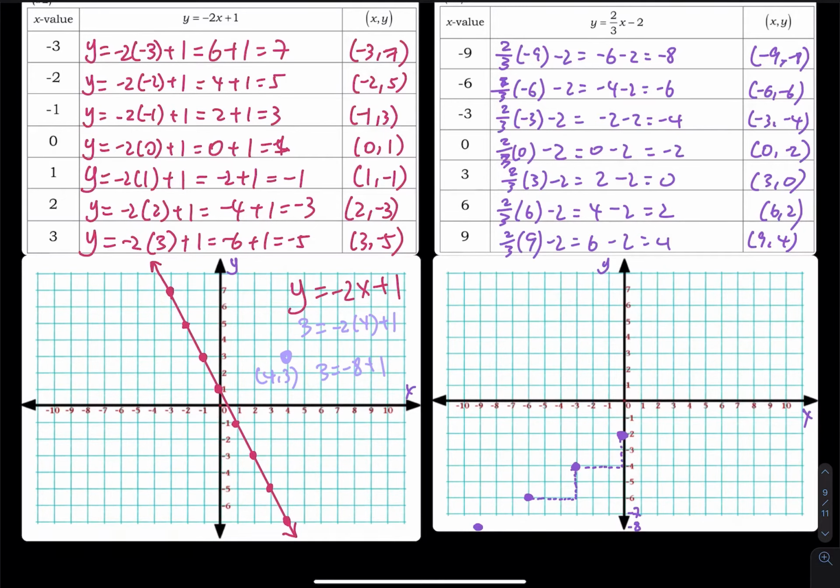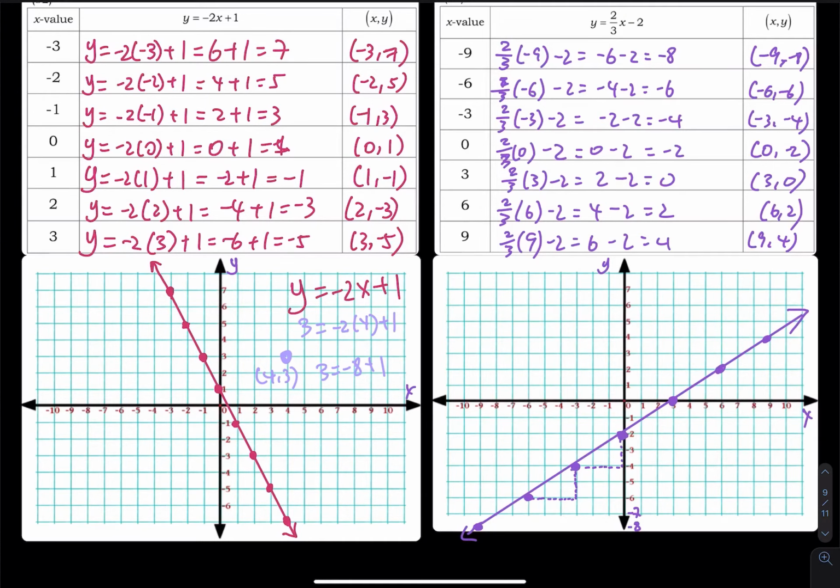And then the next one is 0, 2, we have 3, 0, and then 6, 2, and then 9, 4. All right, let's connect these points. Make sure the line is super straight. There you go.